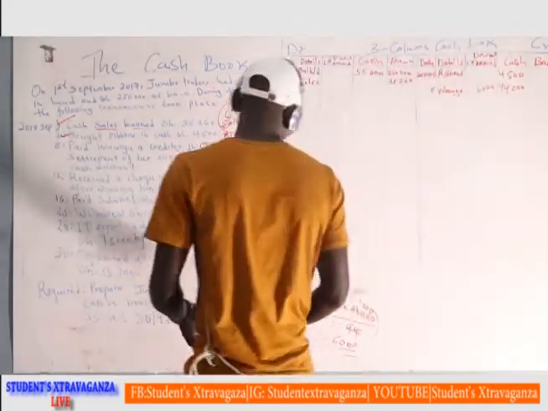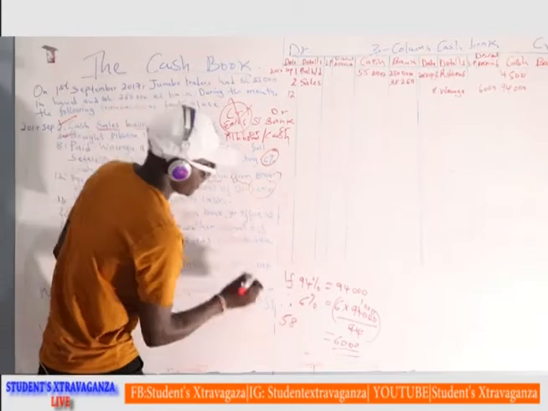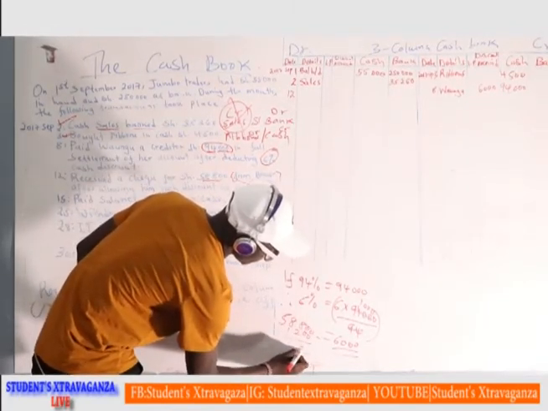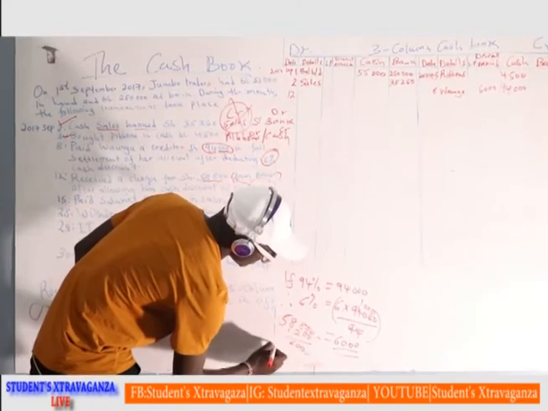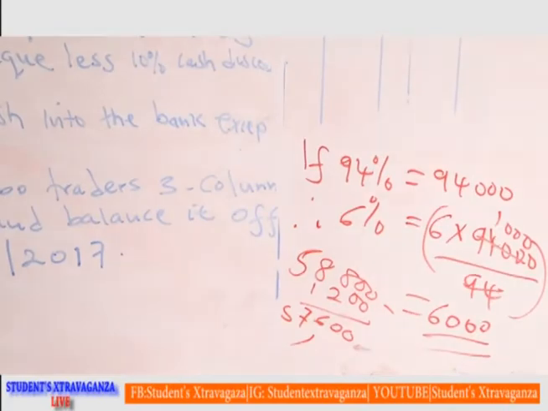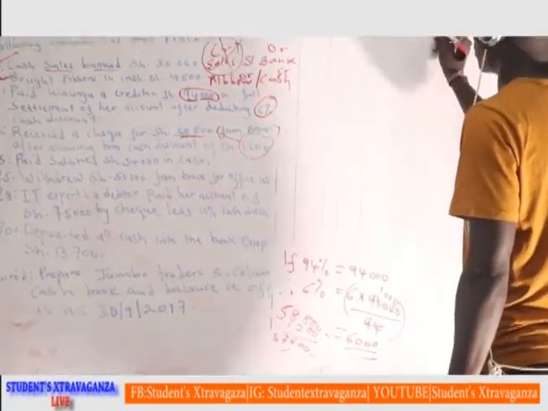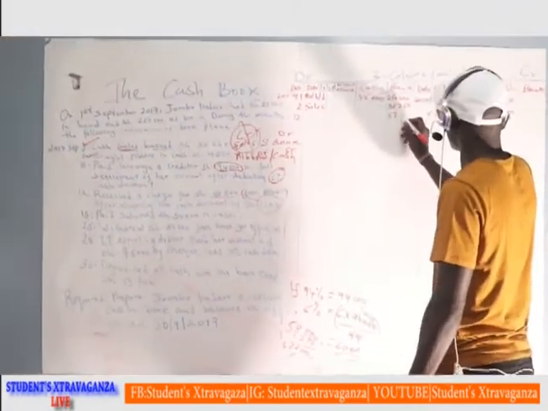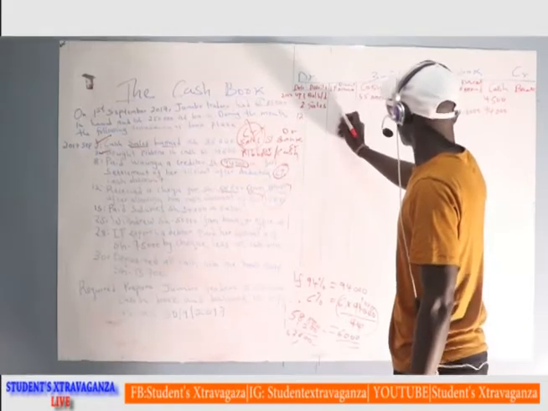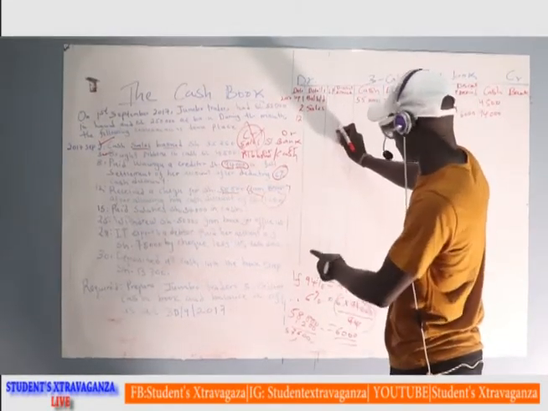58,800 minus 1,200 gives 57,600. 57,600 is the amount that he received from Brown. 57,600 shillings. The discount that he was allowed is 1,200.